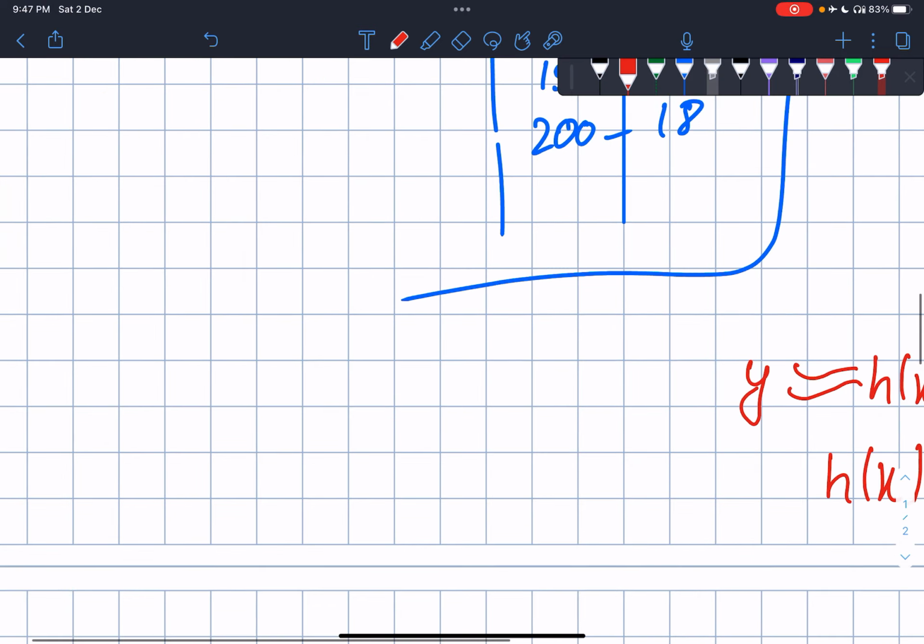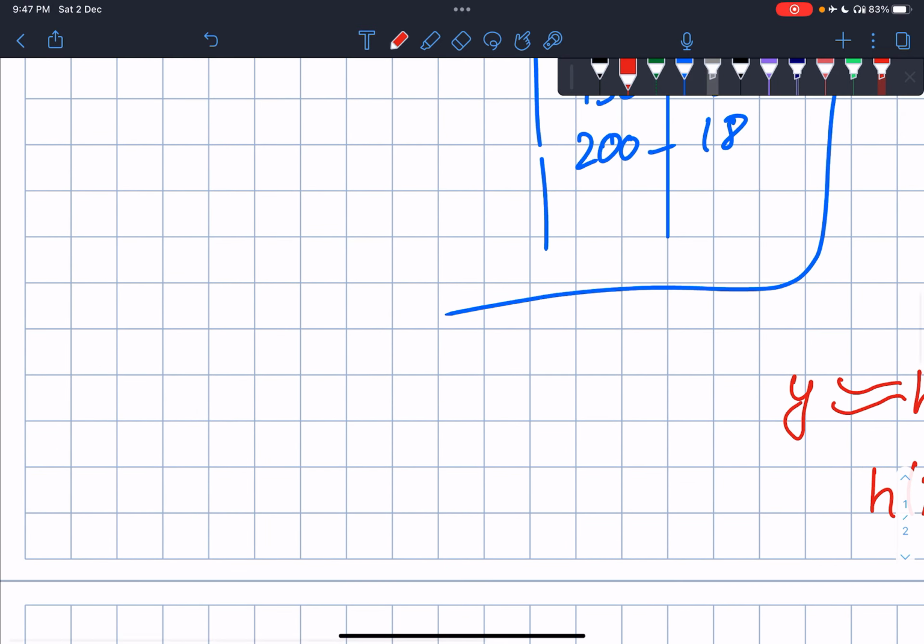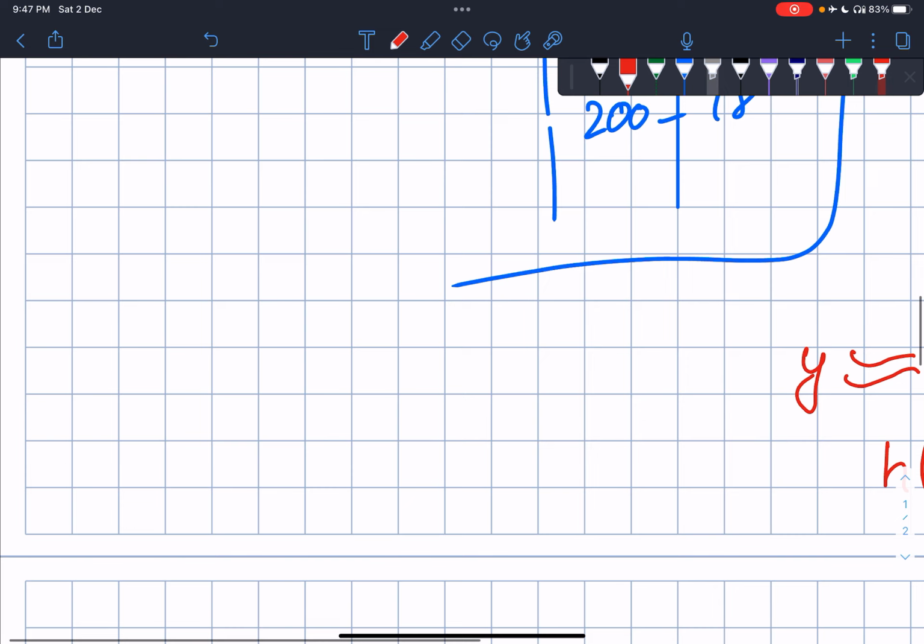Okay, so we'll need to check this also. Let's suppose the value which has been predicted is y hat, and the real value was y. So we have to check how far our point is from the real target variable.